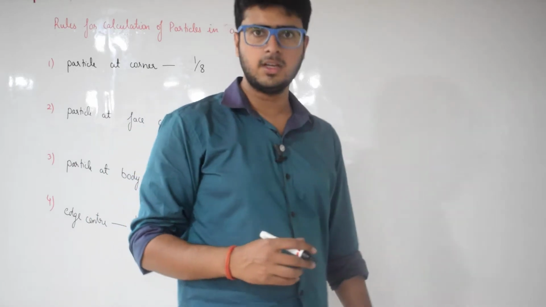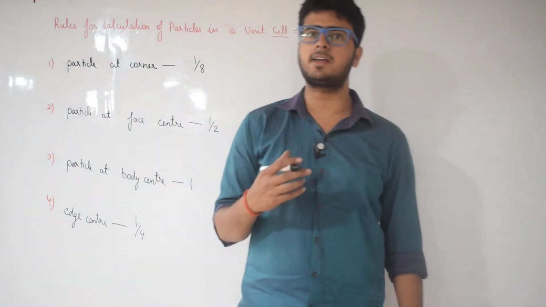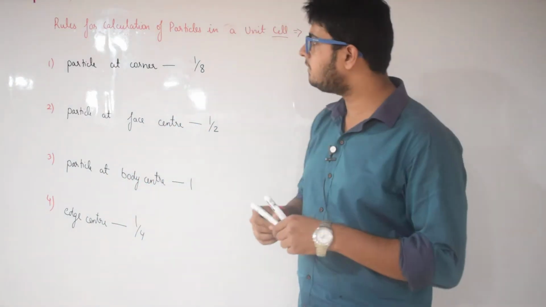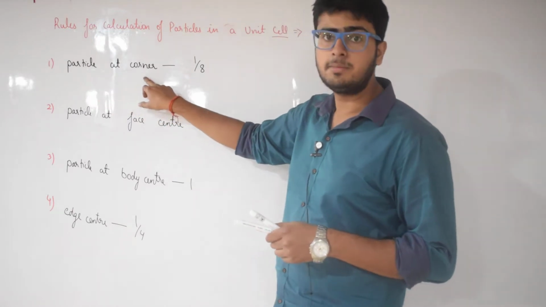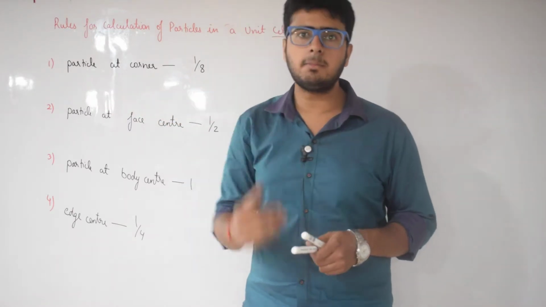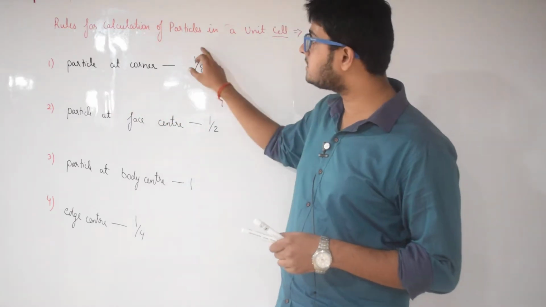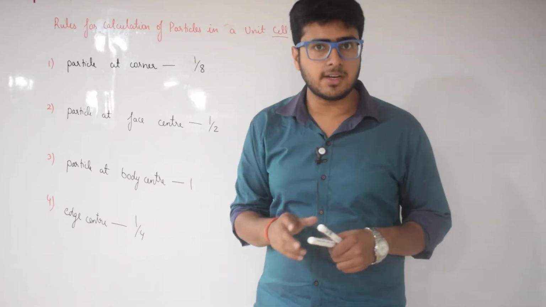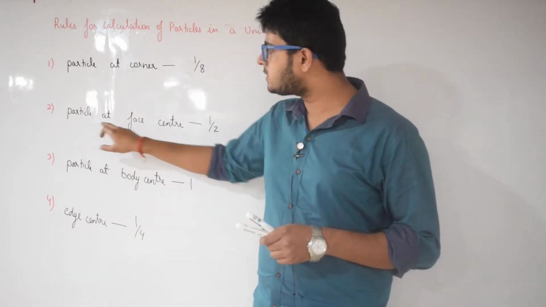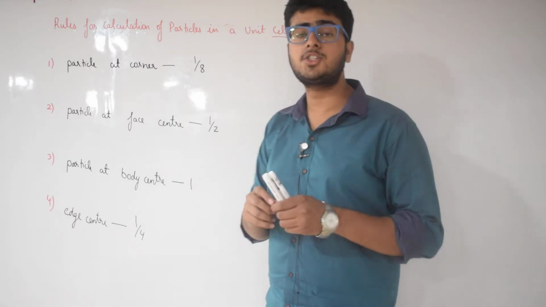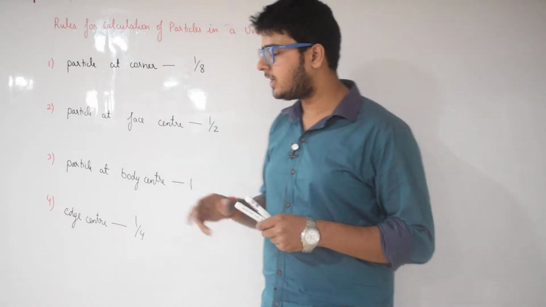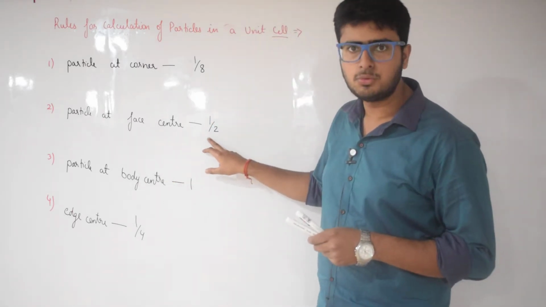Let us see again. These are the rules for the calculation of particles in a given unit cell. If the particle is present at the corner, then it is shared by 8 other particles, and hence its contribution is 1 by 8. If the particle is present at face center, then it is shared by 2 other particles, and hence its contribution is 1 by 2.